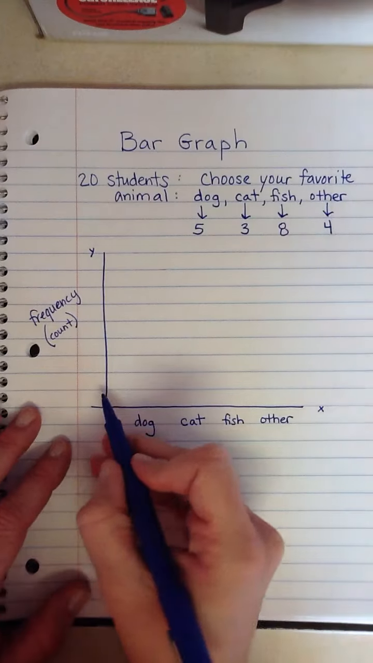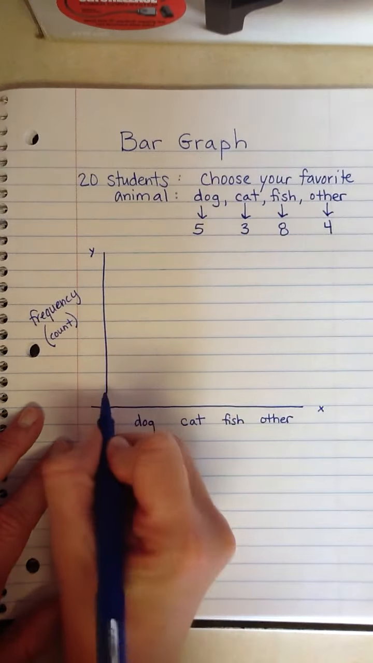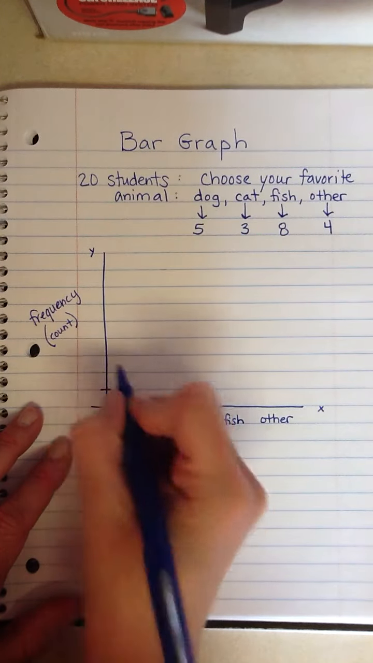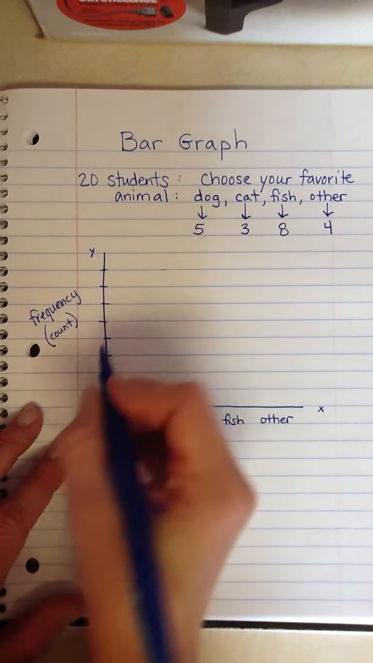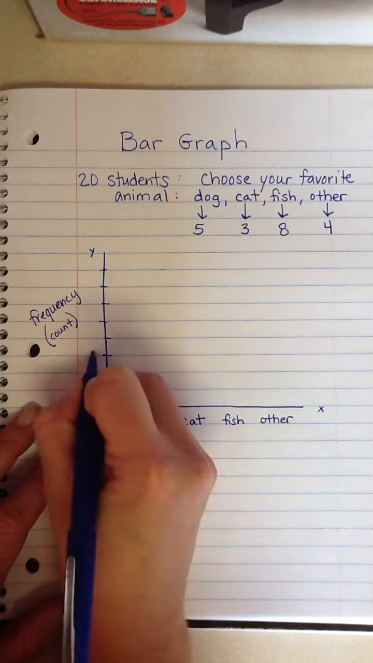And I'm going to make a scale on this axis. So I'm going to maybe go by 3, 4, 5, 6, 7, 8. I'll actually just go by ones.